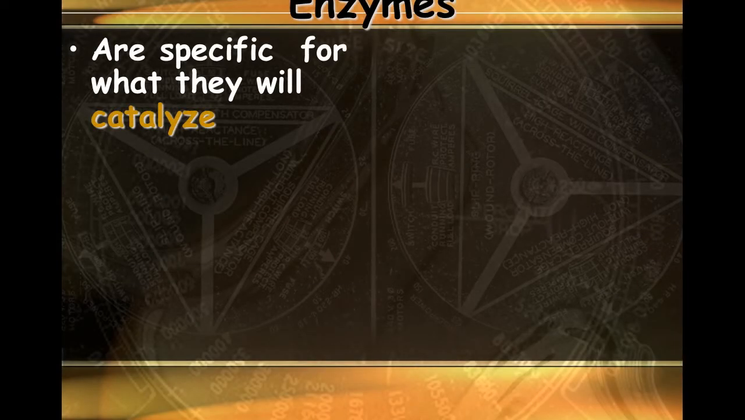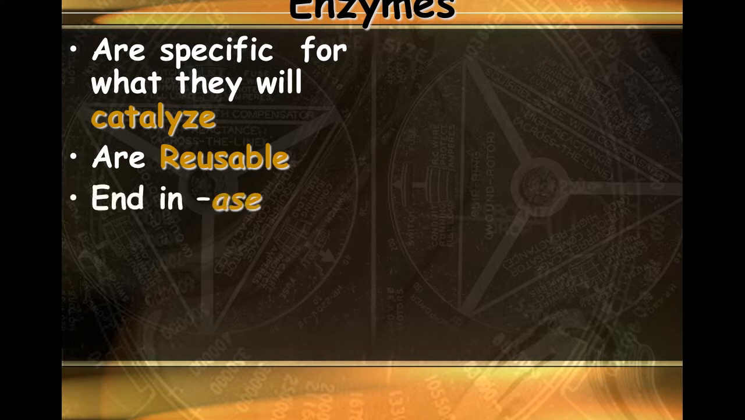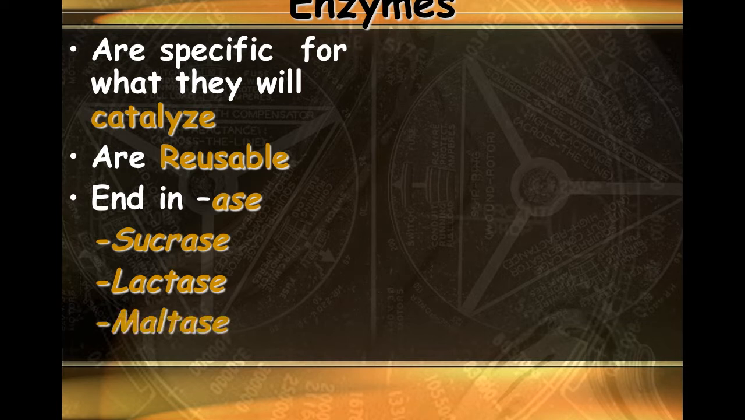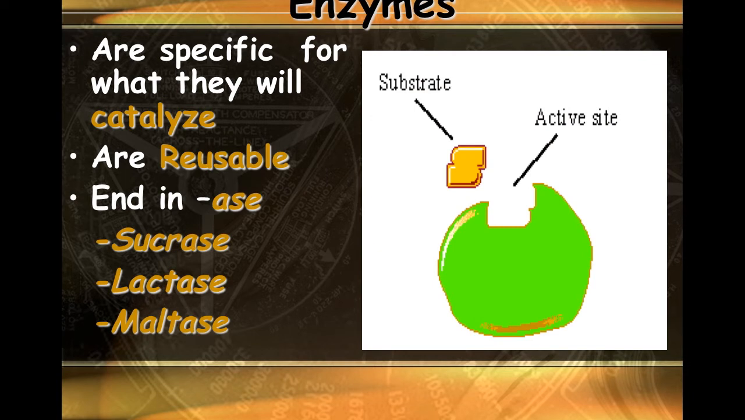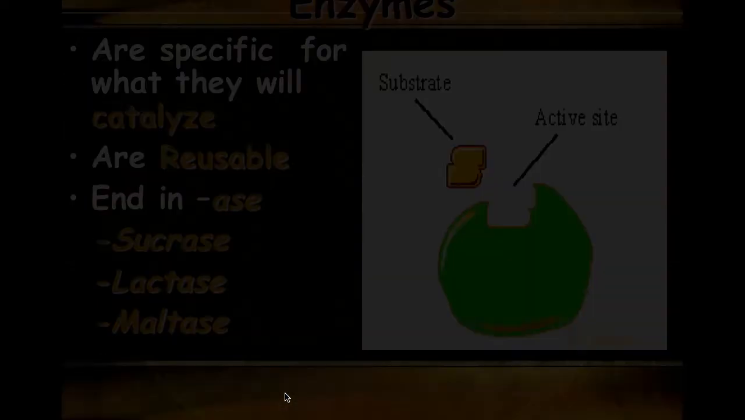Enzymes are specific for what they will catalyze, which means they will only work on one certain type of reactant. They are reusable, so we can use them over and over again. And they end in -ase. So sucrase would break down sucrose, lactase would break down lactose, maltase breaks down maltose. So here we have a picture of our enzyme. An enzyme has an active site which only fits one type of substrate.